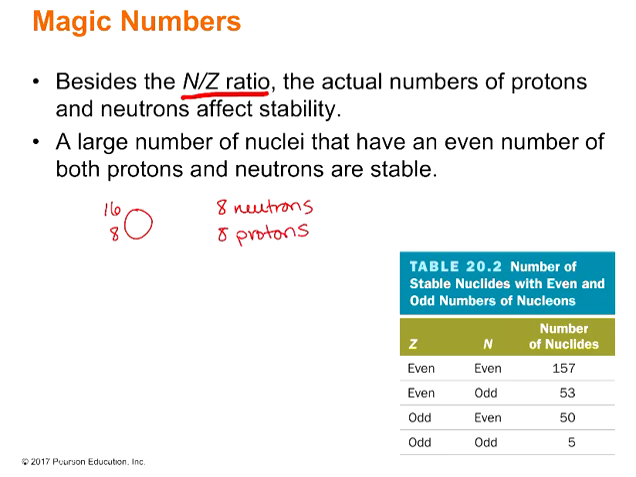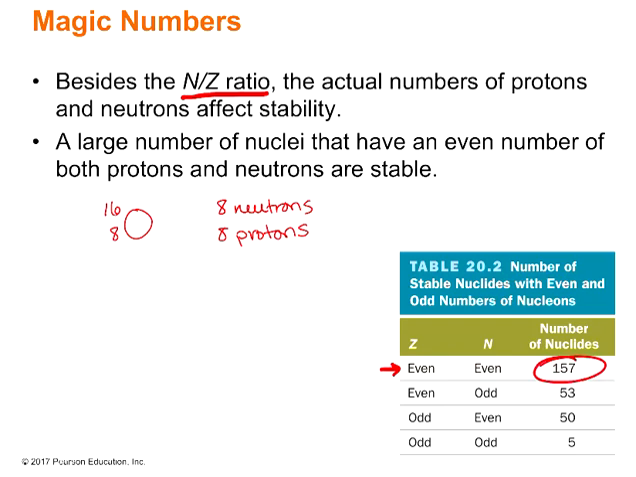So looking at the table down below, we have the number of nuclides that are stable, and that's based again on how many protons and neutrons there are. So if you have an even number of protons and an even number of neutrons, like with oxygen, or the example of oxygen up there, then it's stable, and you'll see that there's a very large amount.